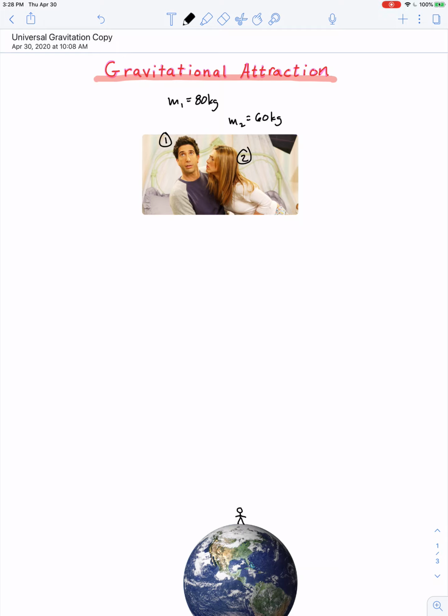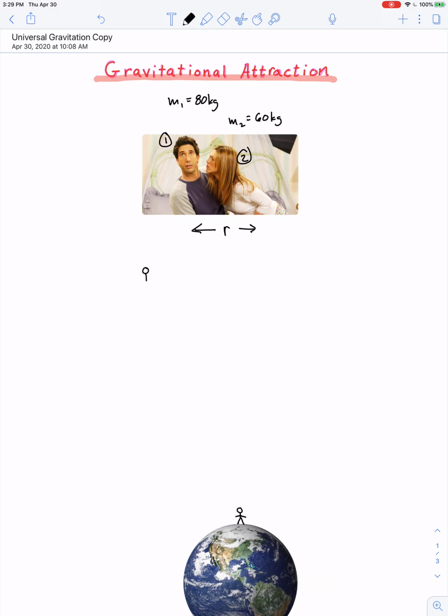Now, the other piece of information we need to know is how far apart they are from one another. So let's see, what kind of symbol could we use for that? D, we could use D for distance. What else? We could use X for separation along the x-axis. In this case, we're going to use R as the symbol that represents how far apart.